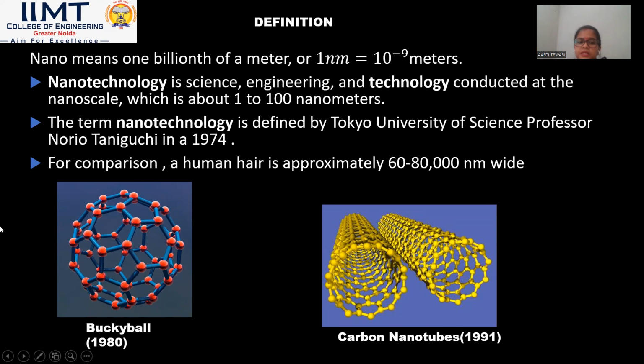Now, see how they were discovered. The first nanomaterial to be discovered was a buckyball. It's a carbon atom ring. There are 60 carbon atoms in the ring, and it was discovered in 1950. Then we had carbon nanotubes, which were discovered in 1991. Then we have graphene, which was discovered in 2011, for which a Nobel Prize was also awarded.